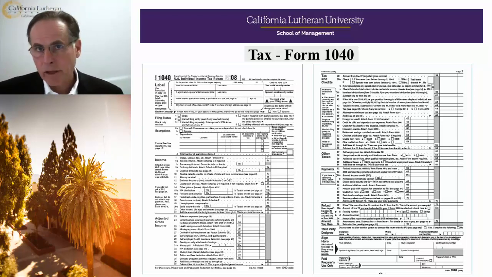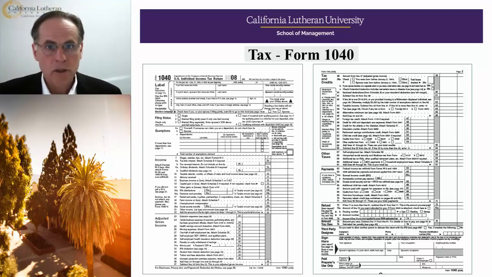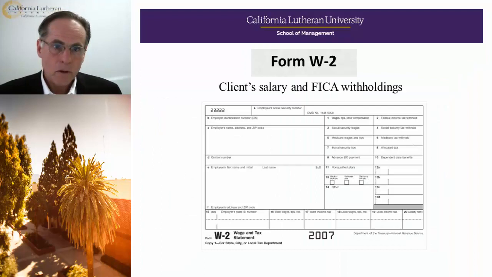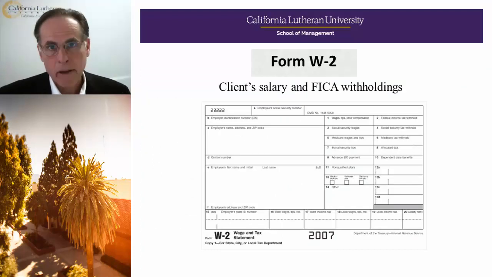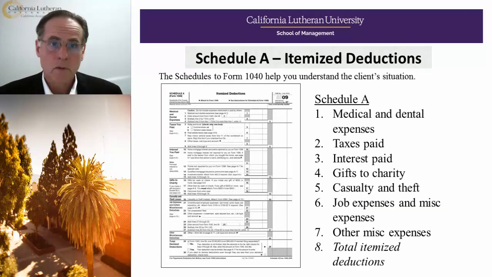Were those incomes inflated because of a one-time capital gain? Were the expenses inflated because there was some tax liability? Perhaps that was a one-time situation or some other issue. And so this is very, very valuable when you go through this. W-2s, this client may or may not provide you with their W-2, but this is a good resource to see what the client's salary and their FICA withholdings were for the year.